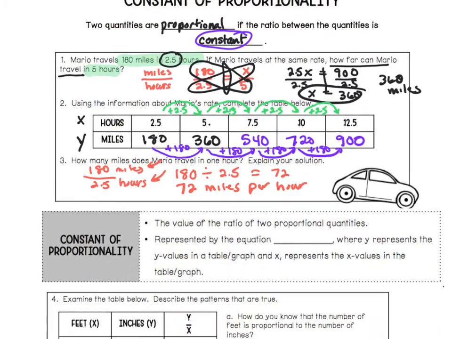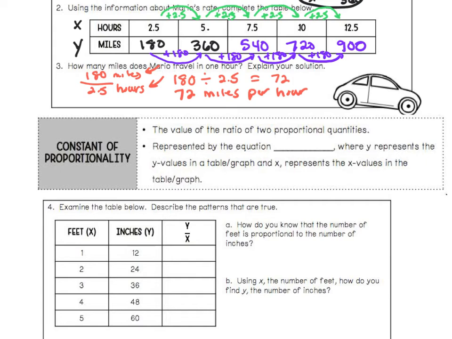So now let's go on to the definition of what the title is. You notice that it says here, constant of proportionality. And the word proportionality has proportional in it. So the constant of proportionality is the value of the ratio of two proportional quantities. And we can have more than two proportional quantities, but whatever ratio, we keep coming back to that constant rate when we simplify, is called the constant of proportionality.